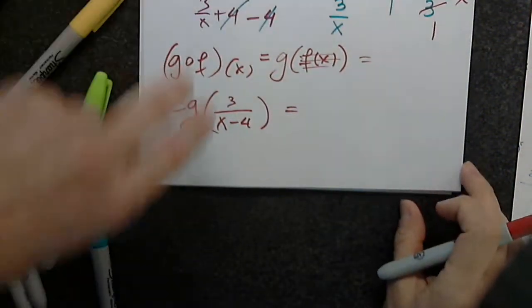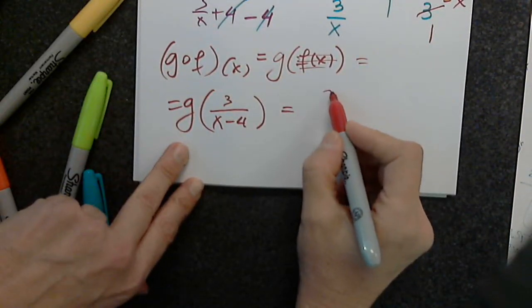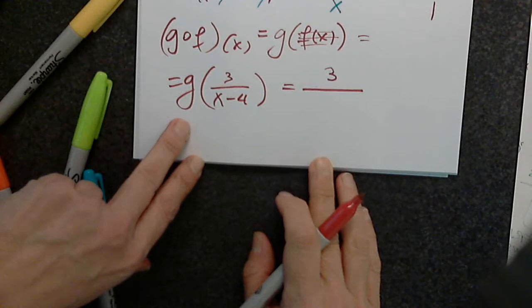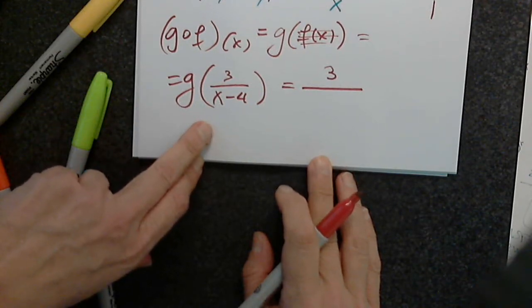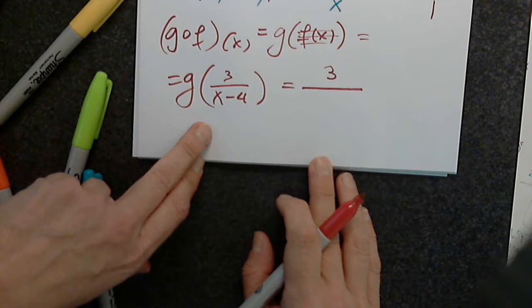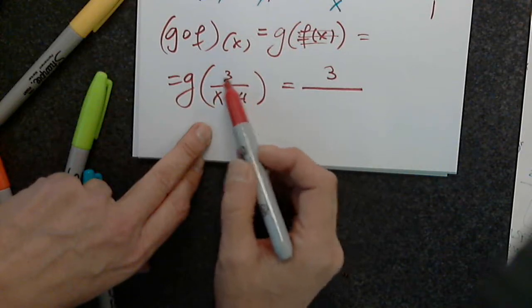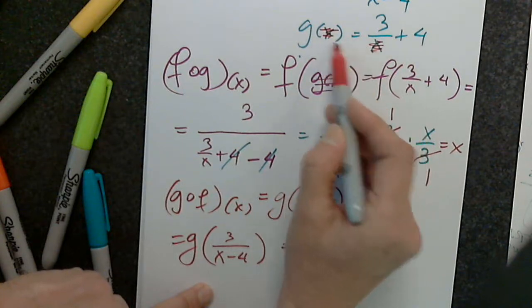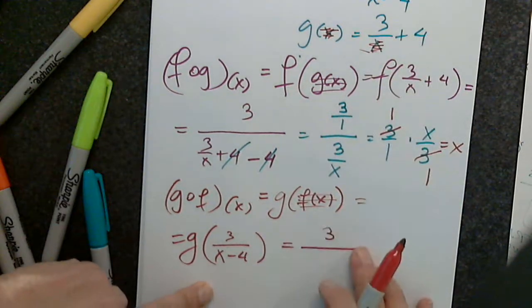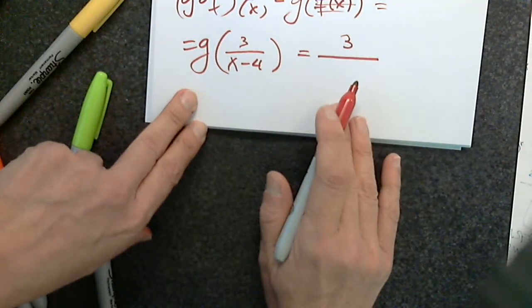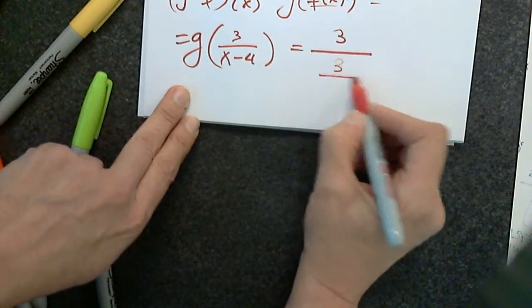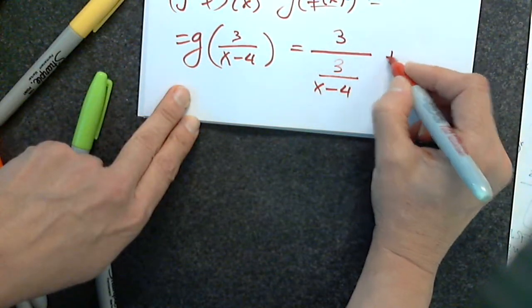So, can anyone dictate? 3 over? This is what I want. This is what I'm evaluating. So that's why I'm looking at g. 3 over whatever and outside plus 4. So 3 over? 3 divided by x. Exactly, that's the variable. And then outside plus 4.